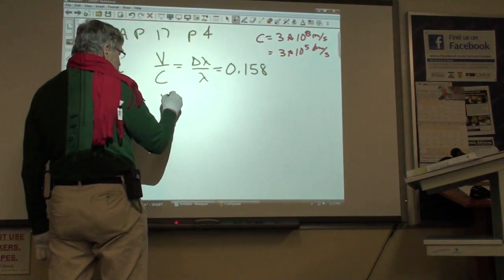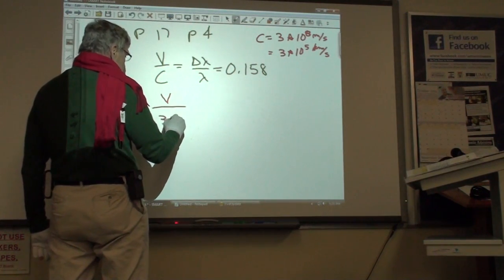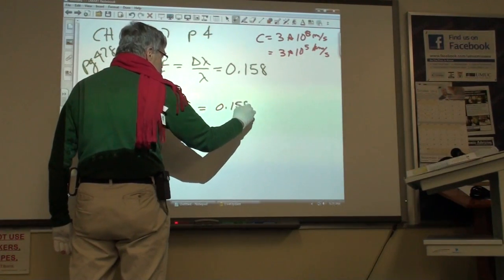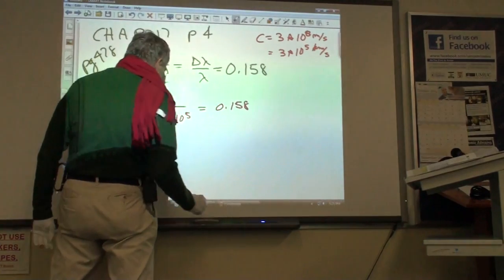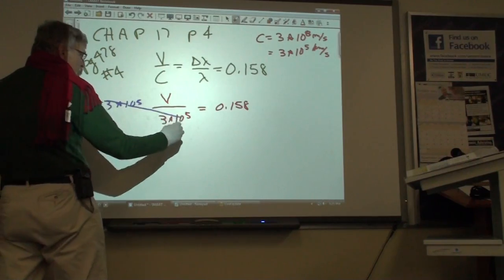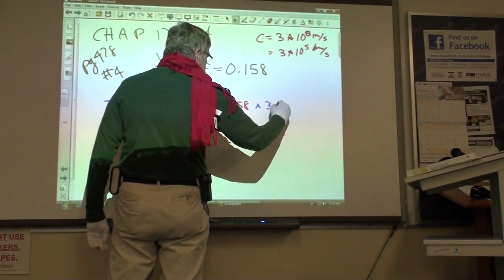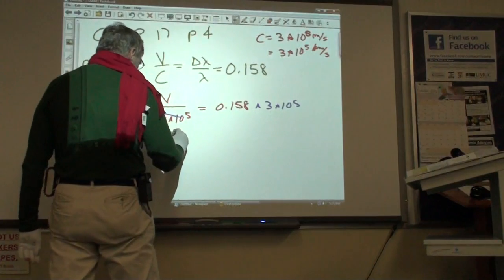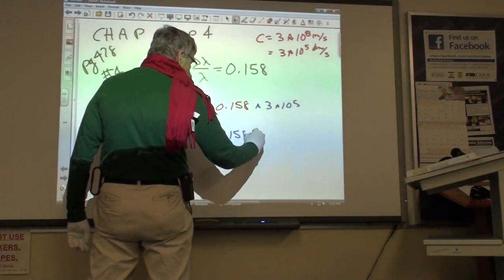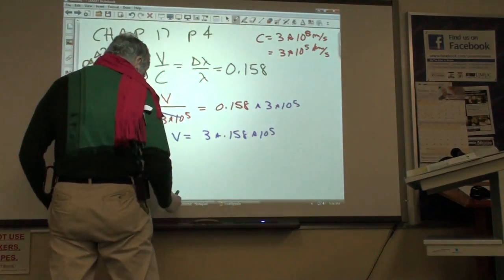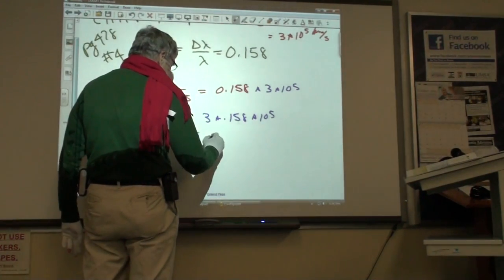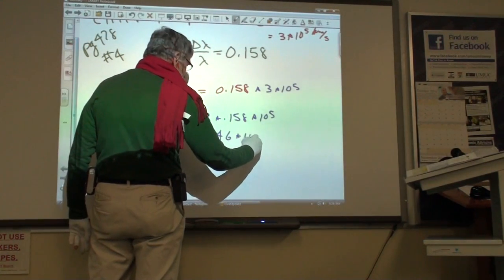So the velocity that we're looking for, over 3 times 10 to the 5th, is equal to 0.158. So if we multiply both sides of the equation by 3 times 10 to the 5th, on this side they cancel out, and on this side we get 3 times 10 to the 5th. So the velocity is equal to 3 times 0.158 times 10 to the 5th. And 3 times 0.158 is about 46.47, times 10 to the 5th.